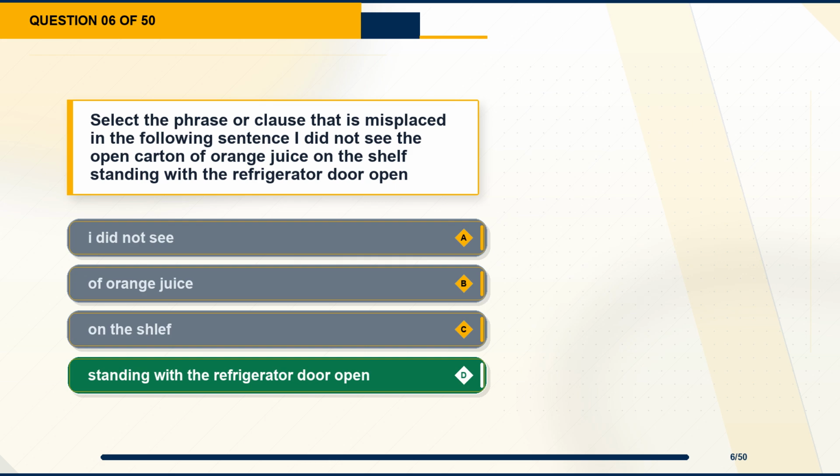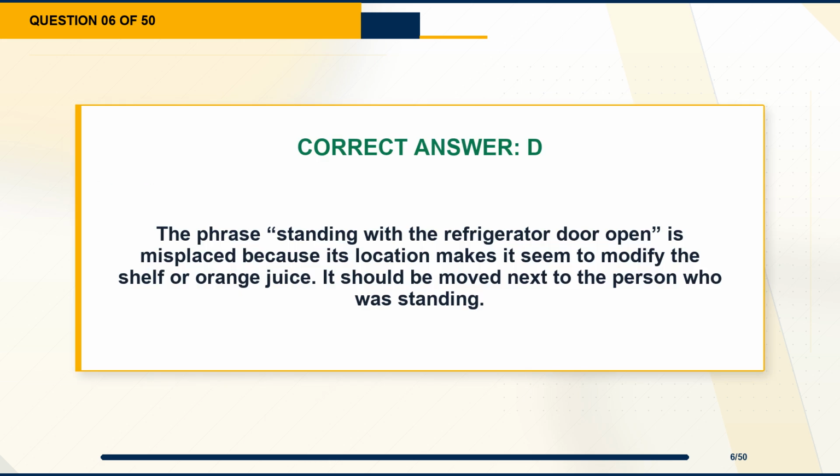The correct answer is option D, standing with the refrigerator door open. Explanation. The phrase standing with the refrigerator door open is misplaced because its location makes it seem to modify the shelf or orange juice. It should be moved next to the person who was standing.